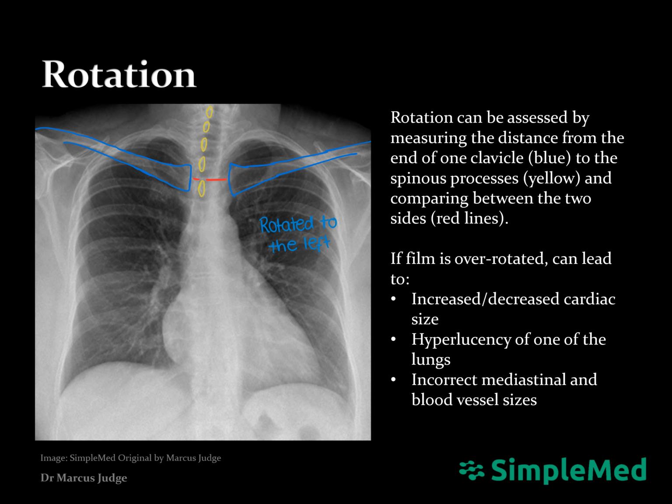They should be equal. A small amount of rotation is acceptable, but large amounts can lead to inaccurate cardiac sizing, hyperlucency of the nearest lung, or simply misdiagnosis on the basis of difficult to interpret signs.